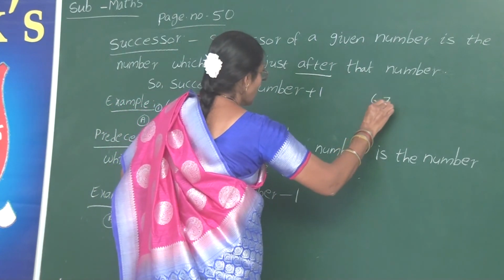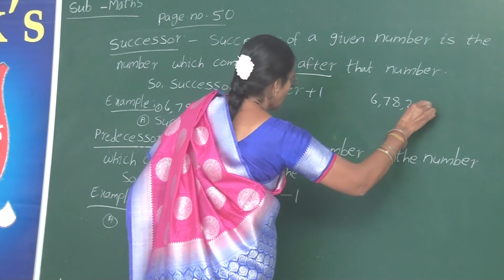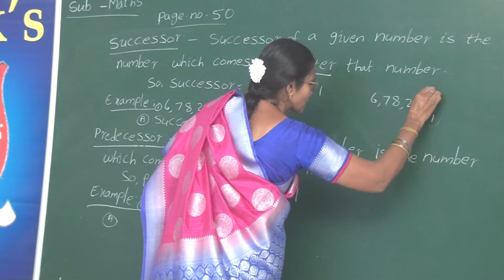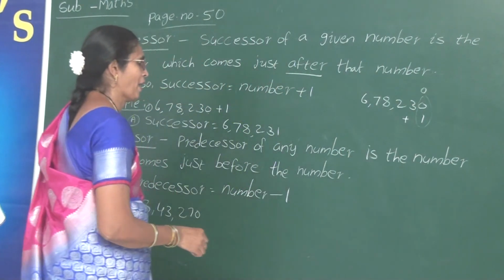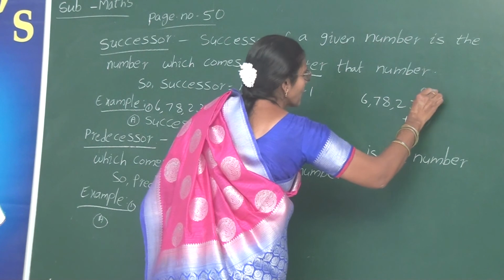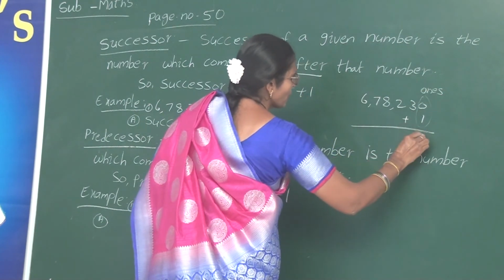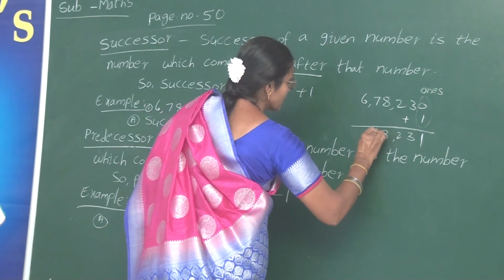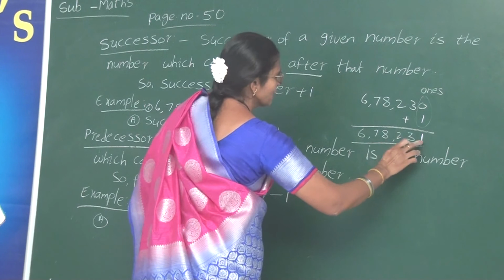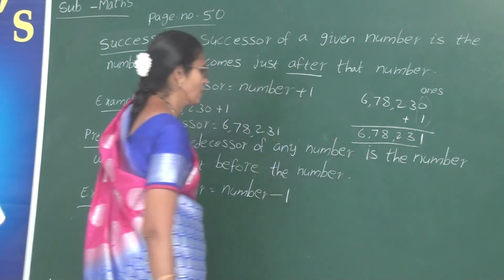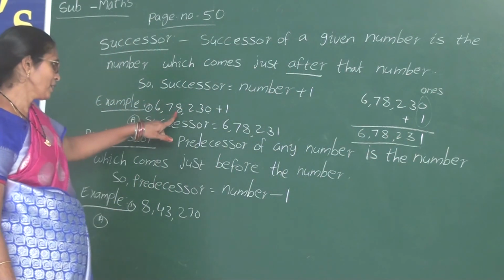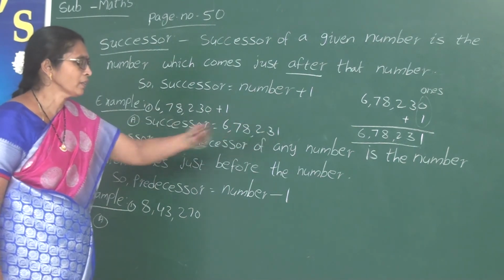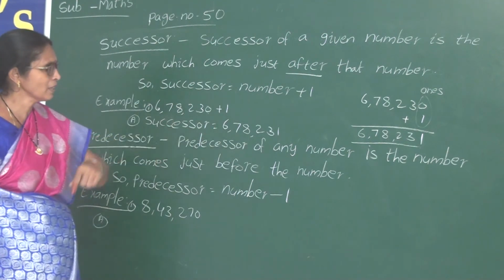6,78,230, add 1. The 1 is in the 1's place. Don't add it anywhere else. So 0 plus 1 is 1, and the remaining digits 3, 2, 8, 7, 6 are all the same. So after 230, automatically 231 is the answer. So this is the successor.